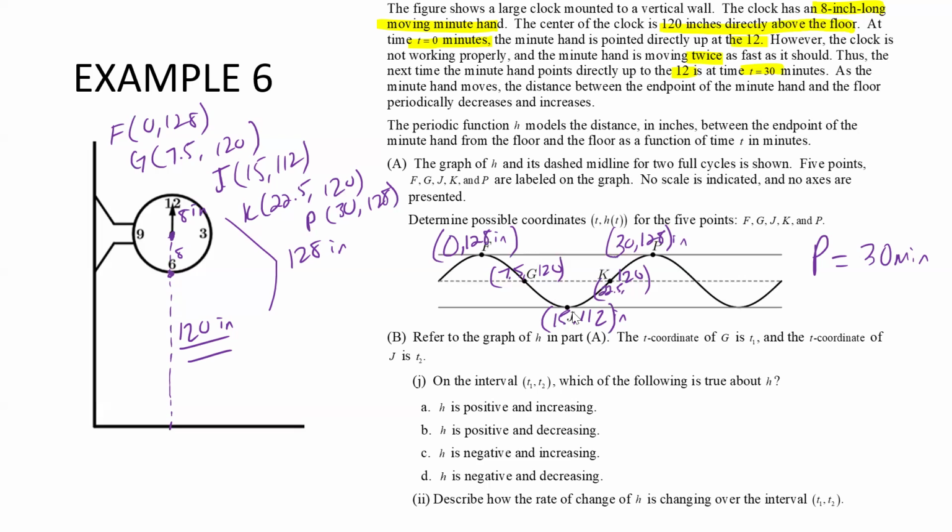Let's say they're asking from F to G. I thought it was negative and increasing. This is negative and decreasing. That's negative and decreasing, okay. It's concave down, and the function is decreasing. All right, describe how the rate of change is changing over the interval, and that's how we would describe it.